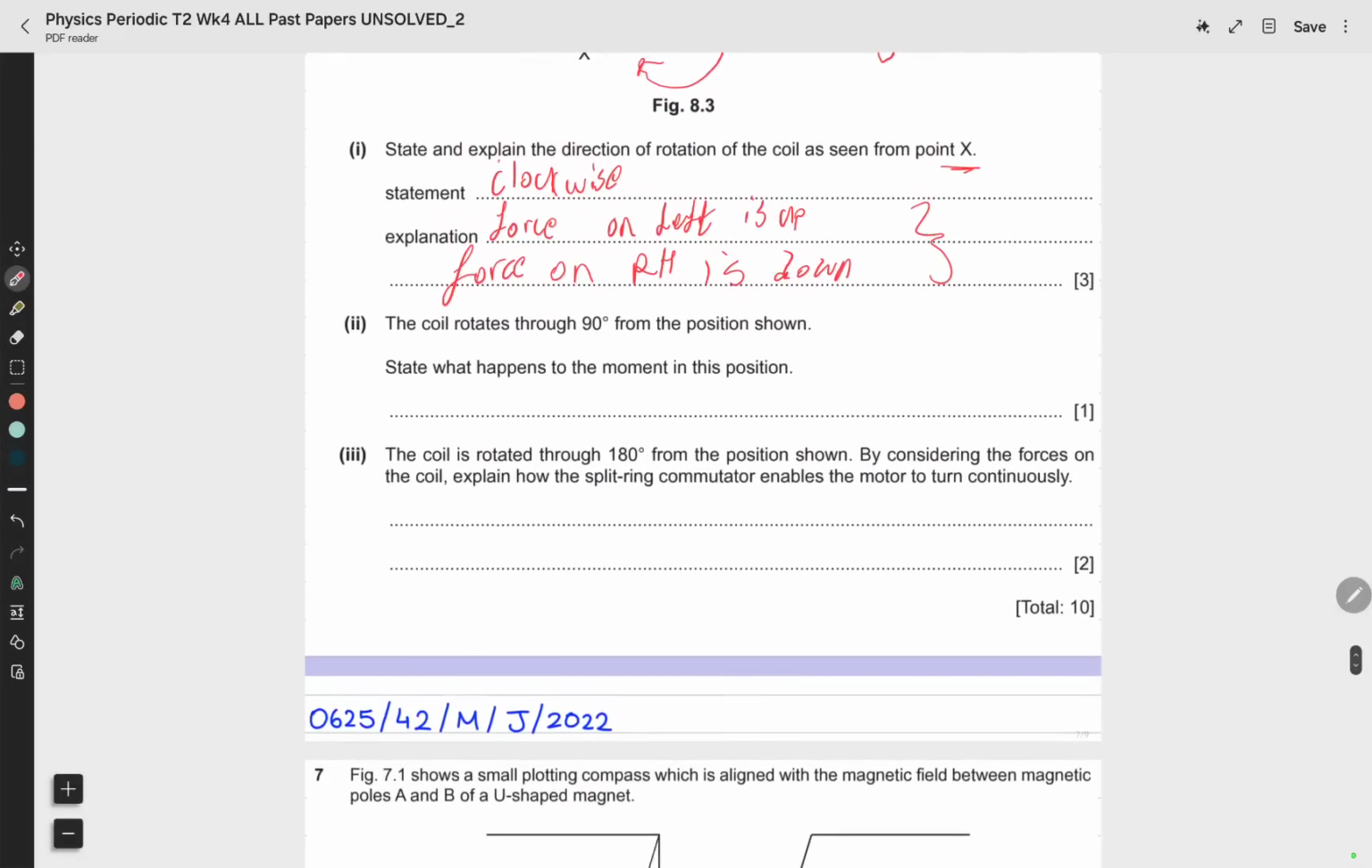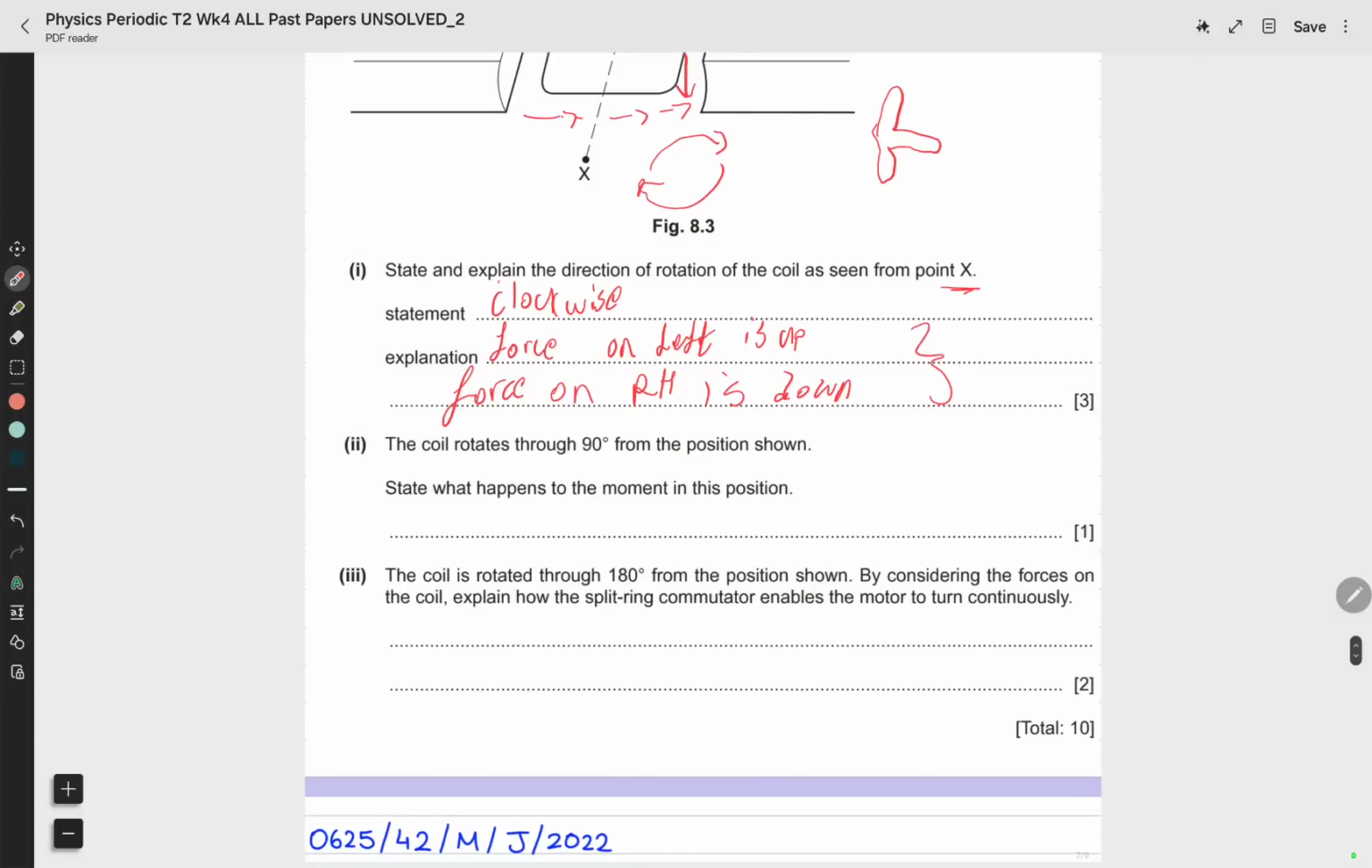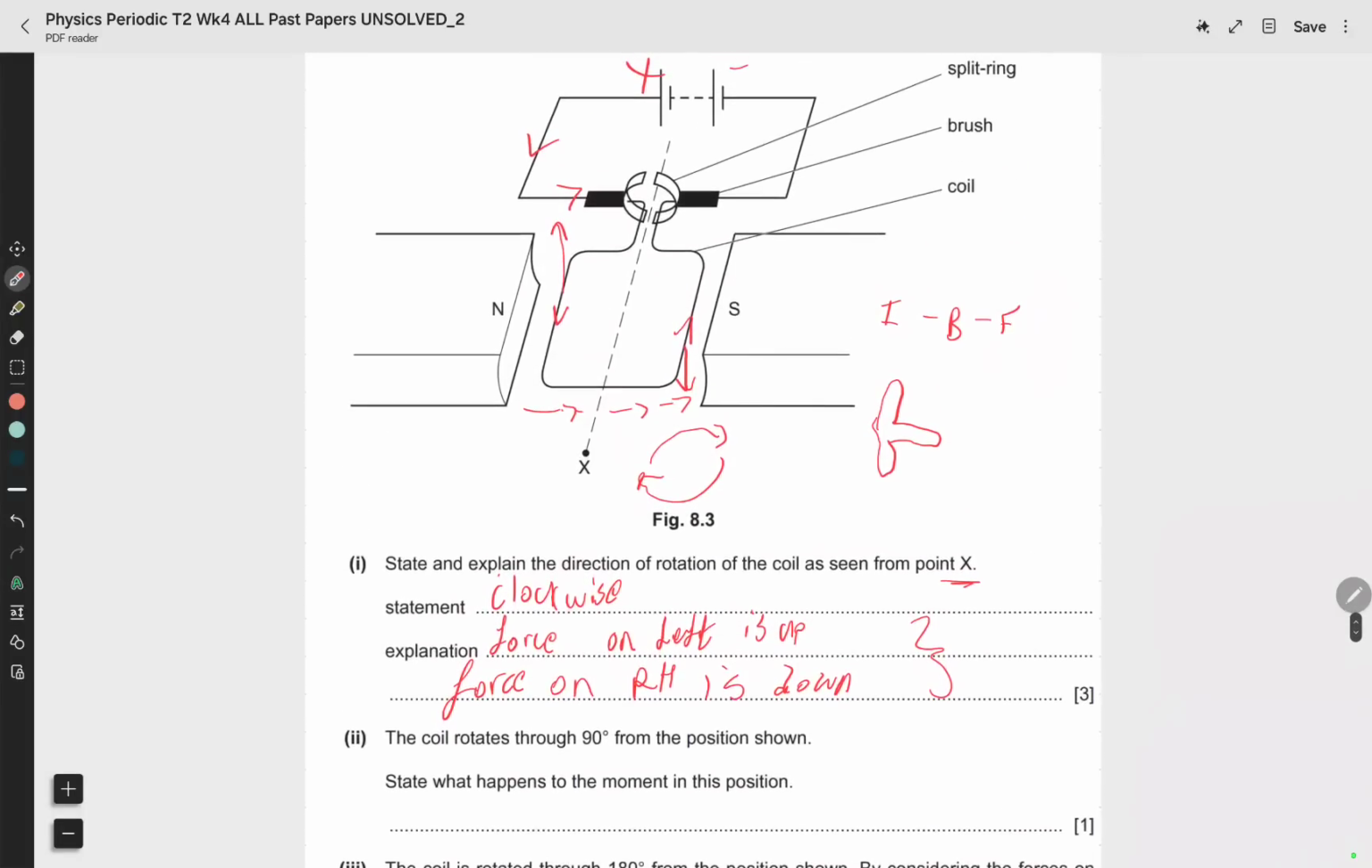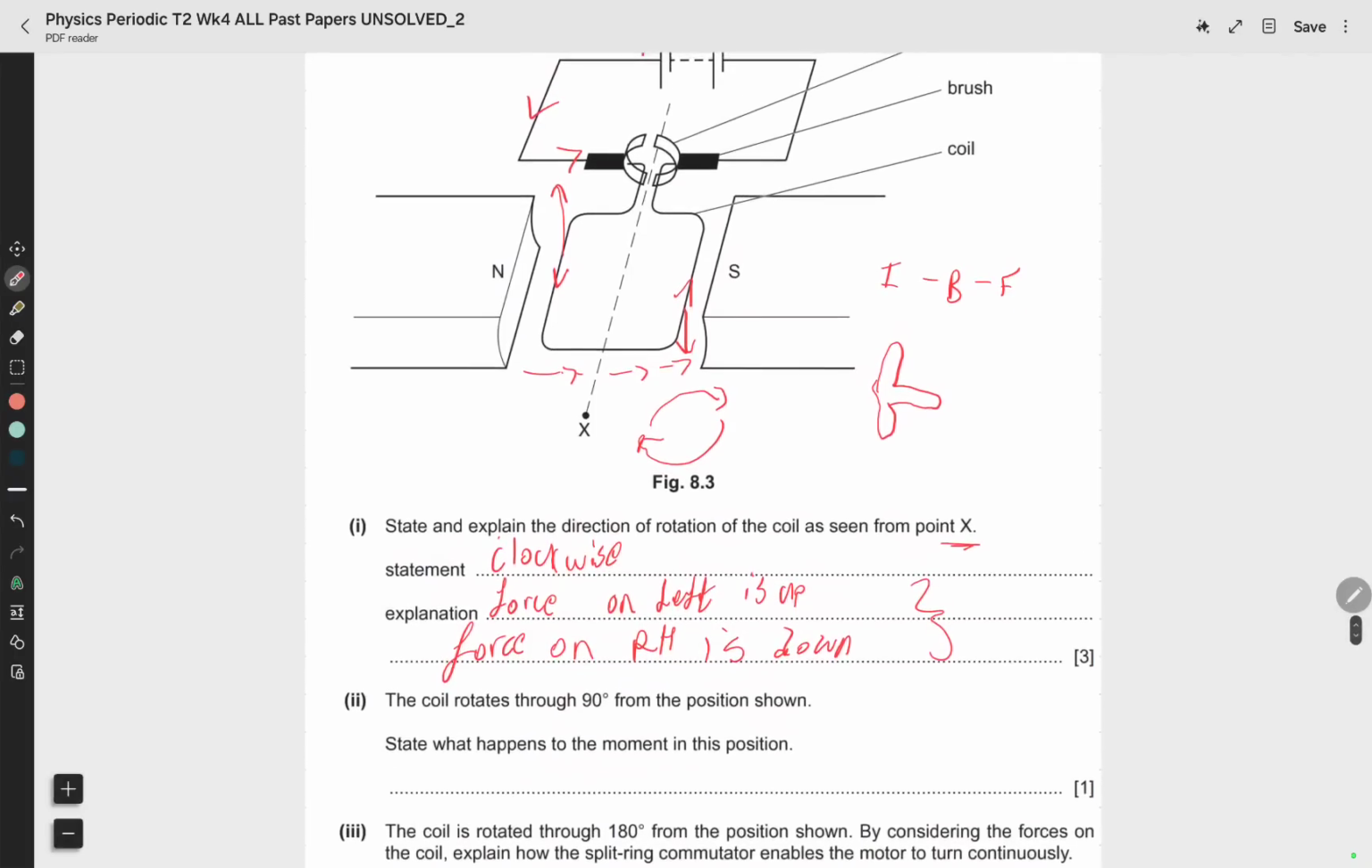The coil rotates through 90 degrees from the position shown. State what happens to the moment in this position. So now it's like this. It rotates 90 degrees, so that way the coil is kind of like, how can I say, hold up. Over here, you should know that when the coil is perpendicular to the magnetic field, there's going to be zero moment, right? There's going to be zero moment.